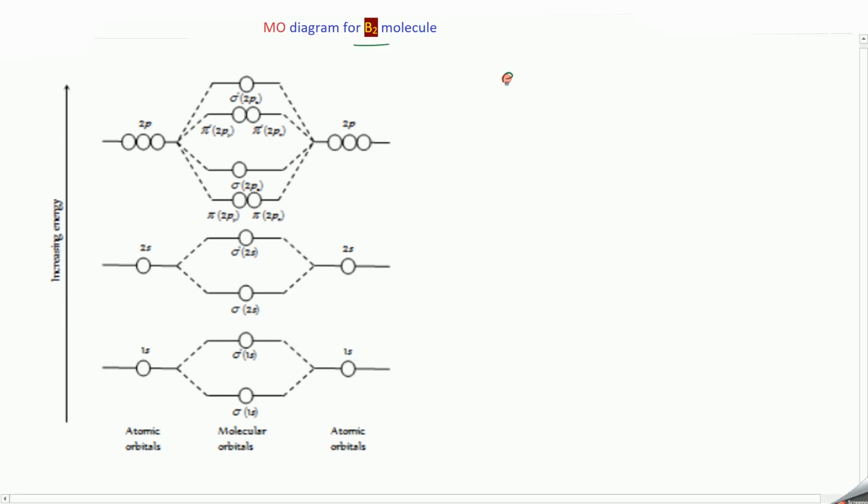So you write the electronic configuration for boron atom. Boron atomic number 5. So you have 1s2, 2s2, 2p1. Now you write the molecular orbital diagram. So you take this one.